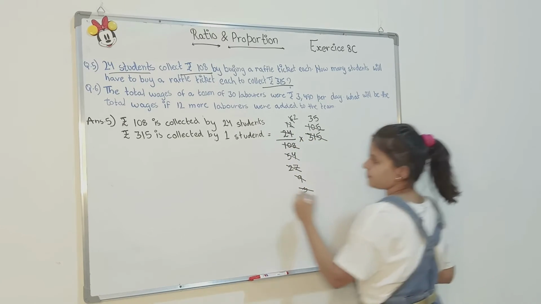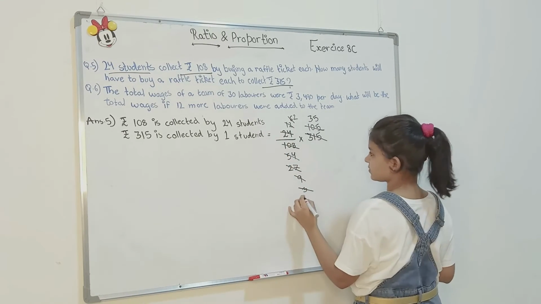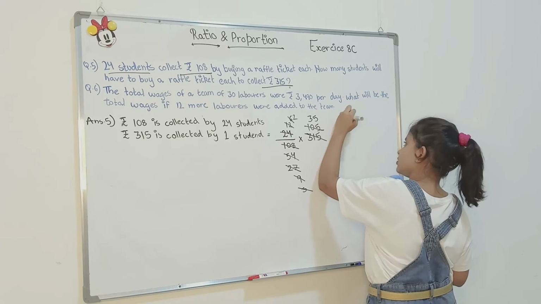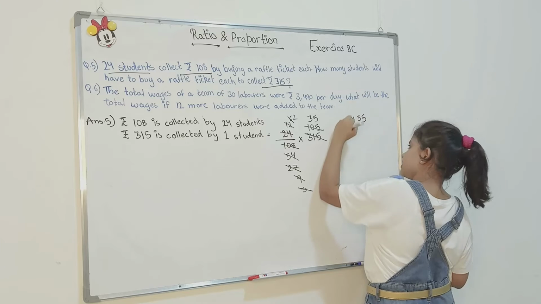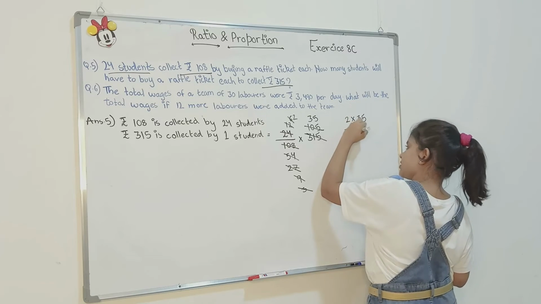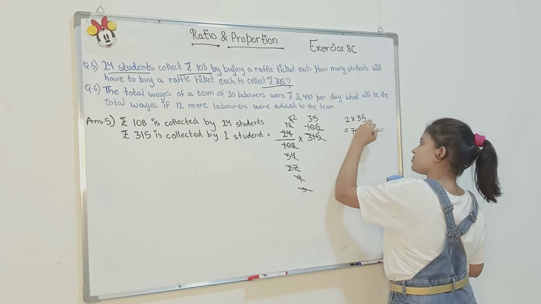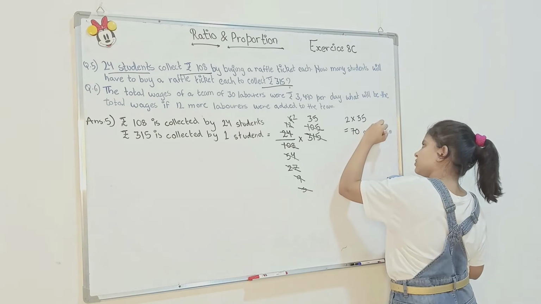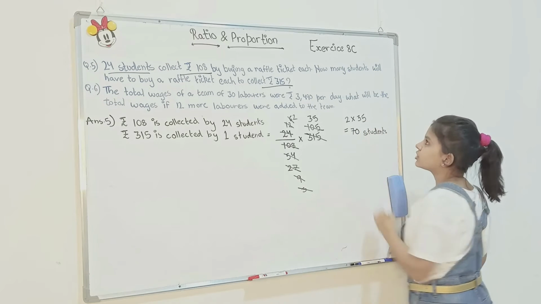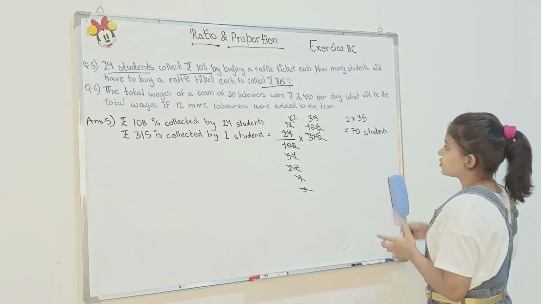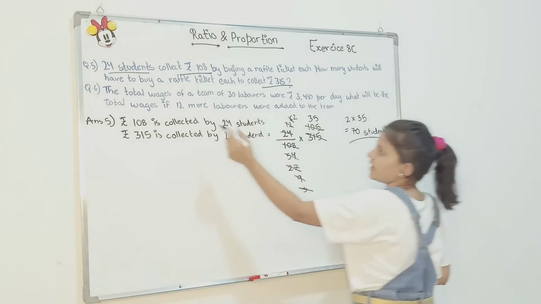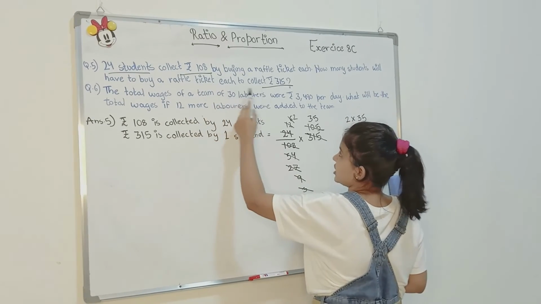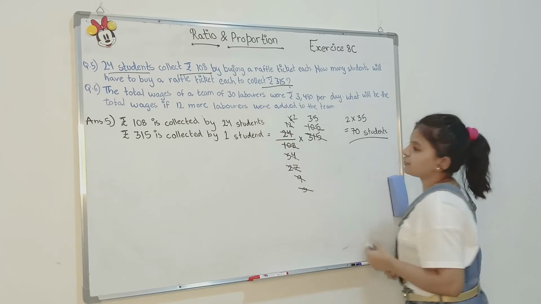So we'll multiply them. So 2 into 35 is equal to 70. And students, so we write 70 students. So 70 students will have to buy raffle tickets each to collect 315 rupees.